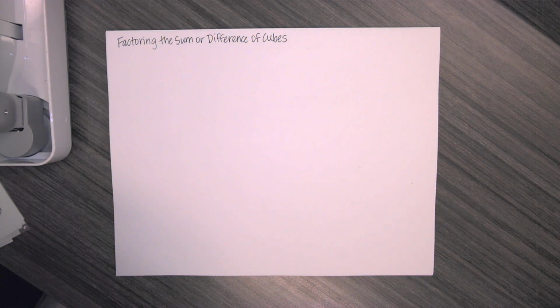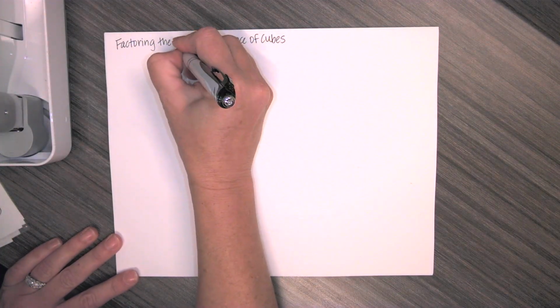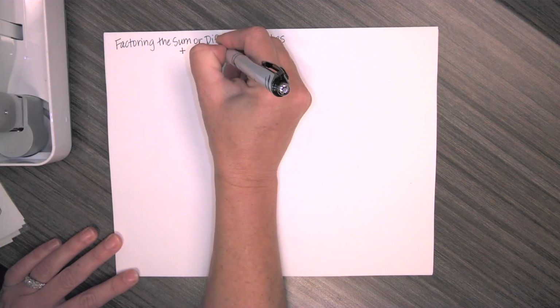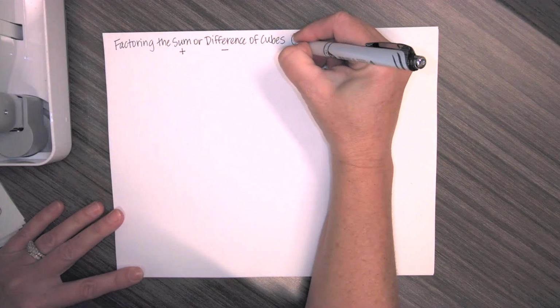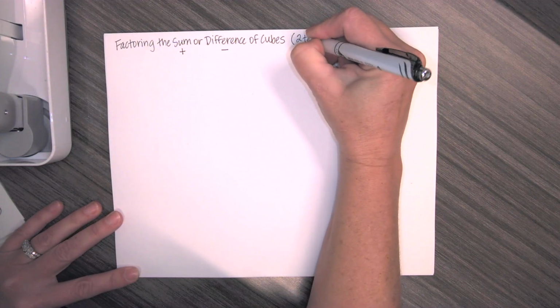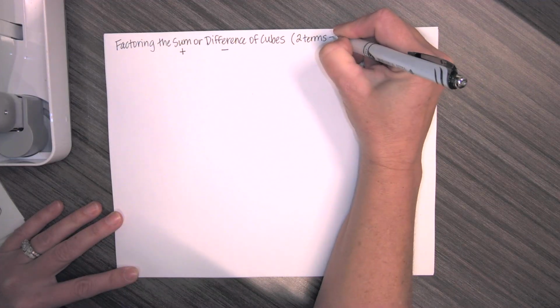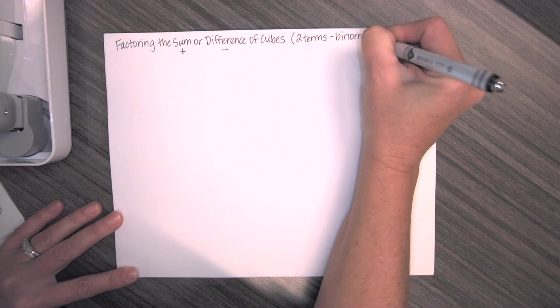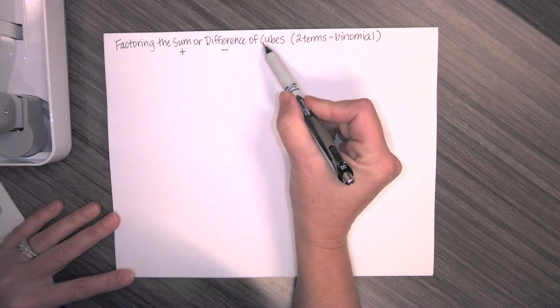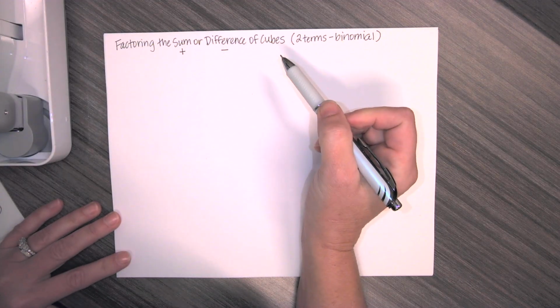Okay, in this video we're going to look at factoring the sum or difference of cubes. In math, sum means addition and difference means subtraction. These will be binomials, which means they will have two terms, and they can be addition or subtraction, and the two terms both have to be perfect cubes.